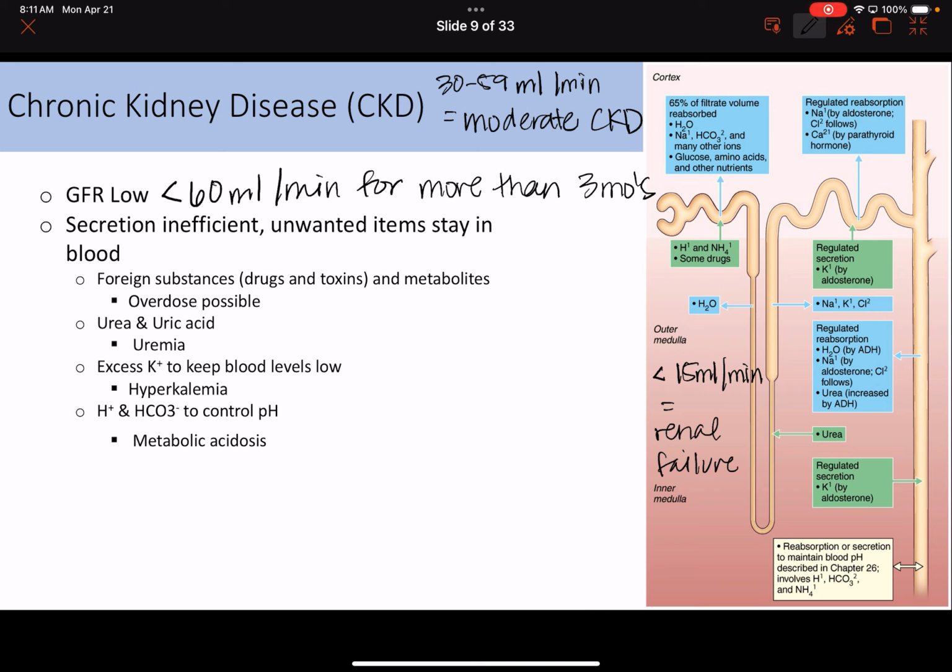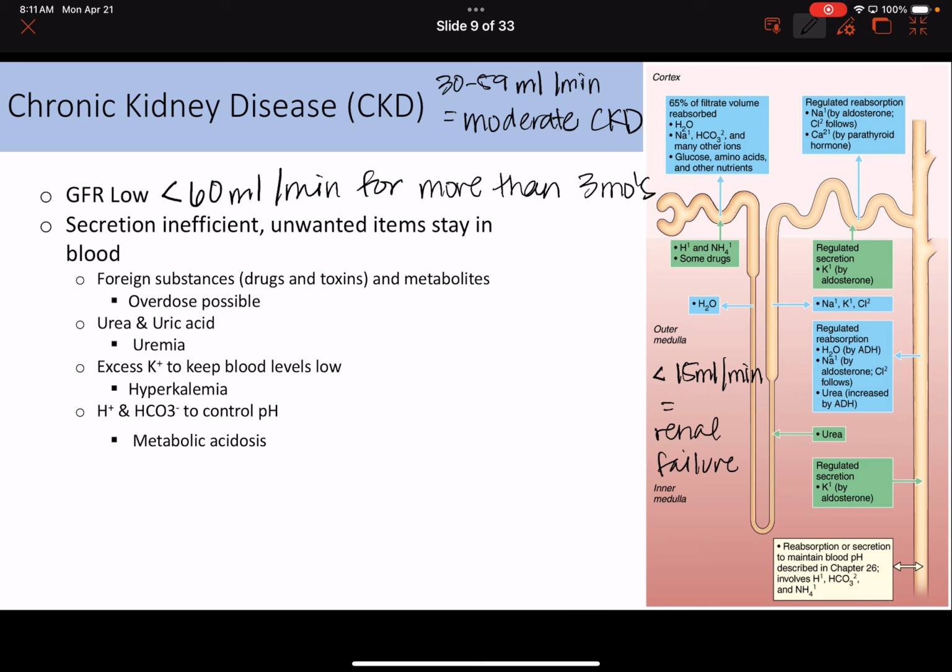If you can't keep the excess potassium out of the blood through that aldosterone-driven sodium potassium pump, then you can end up with hyperkalemia, which has a lot of neurological effects. And if you cannot control your hydrogen ion and bicarbonate levels, what's most likely going to happen is you're going to go into metabolic acidosis. Metabolic acidosis due to bad kidney function is much more common than metabolic alkalosis. You're more likely to build up those hydrogen ions than bicarbonate.